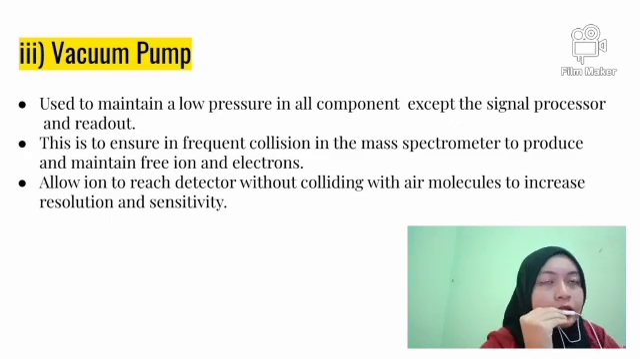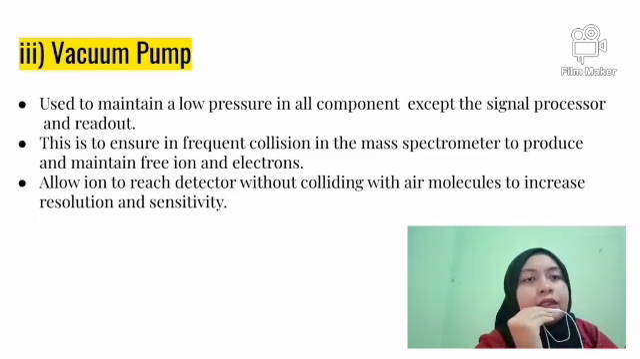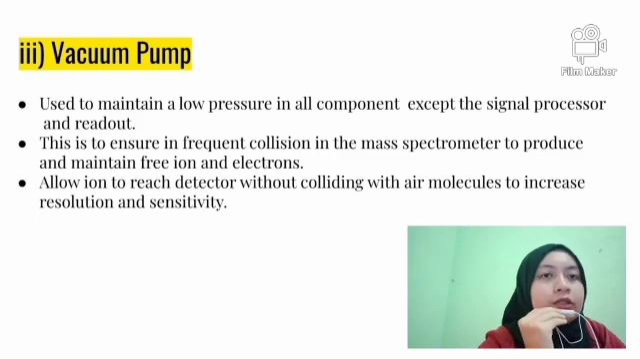It is used to maintain the low pressure in all components except the signal processor and readout. This is to reduce collisions in the mass spectrometer so as to produce and maintain the free ions and electrons. It allows ions to reach the detector without colliding with molecules and to increase the resolution and sensitivity.